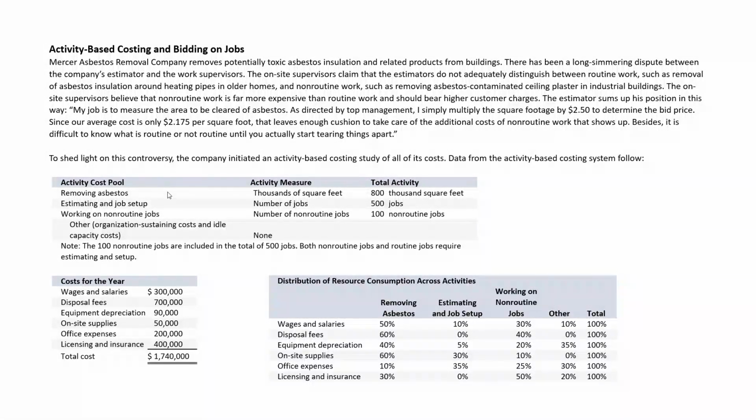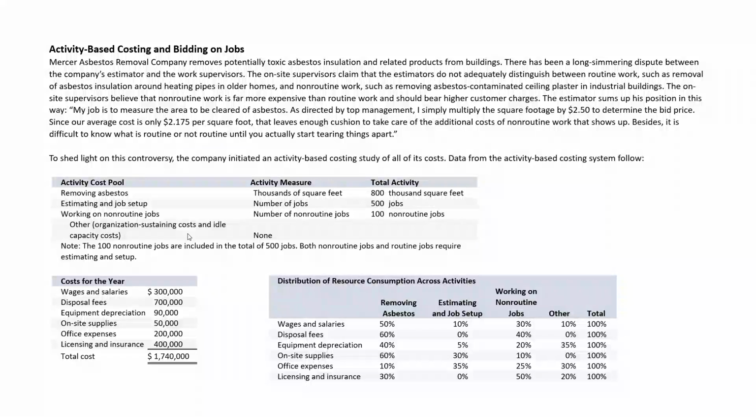They've identified the major activities driving the overhead as removing asbestos, estimating and job setup, working on non-routine jobs, and then another catch-all category, organization sustaining: just keeping the overall organization functioning, separate from an individual unit, an individual job, an individual customer, an individual product.